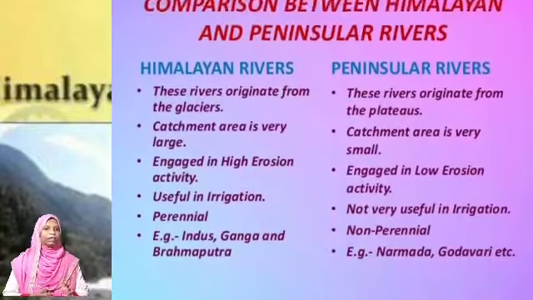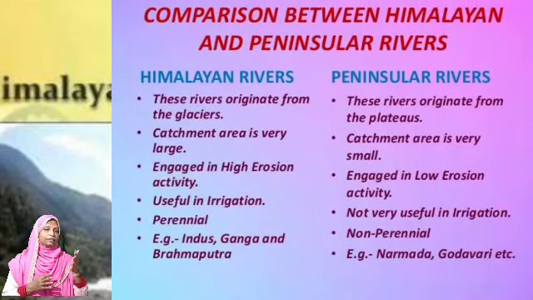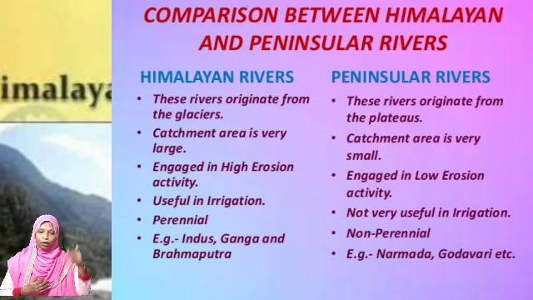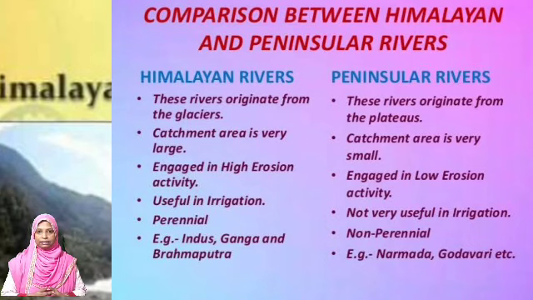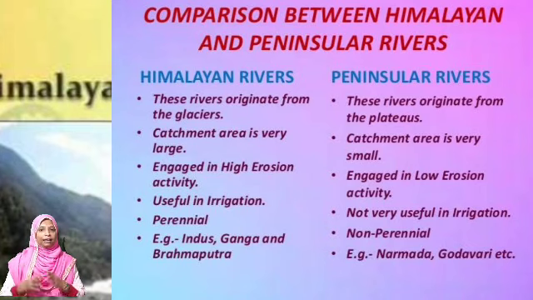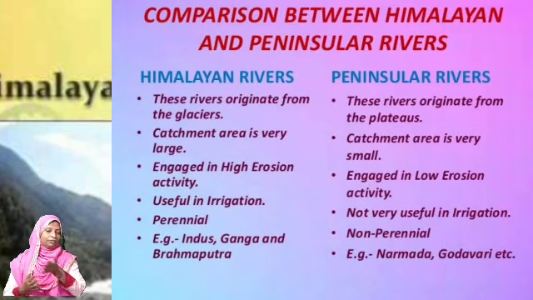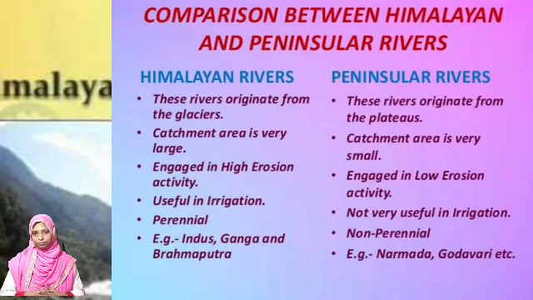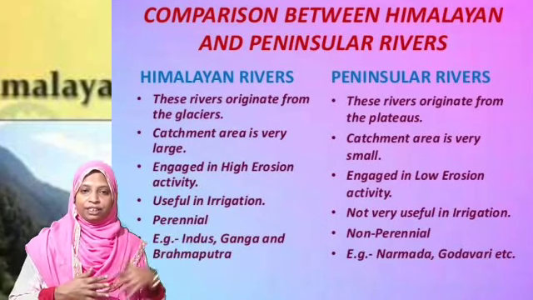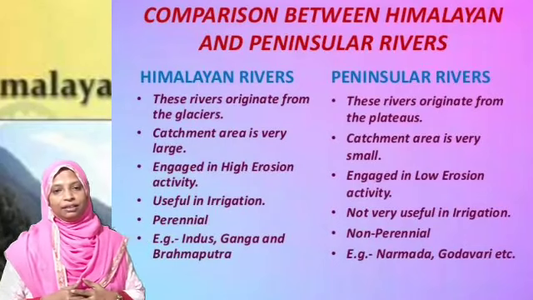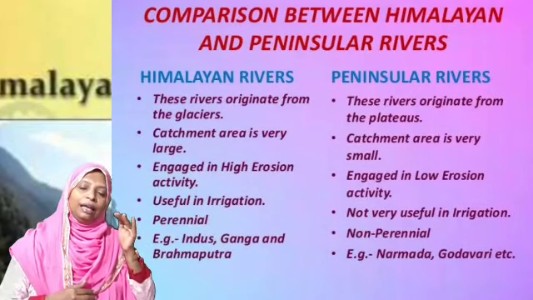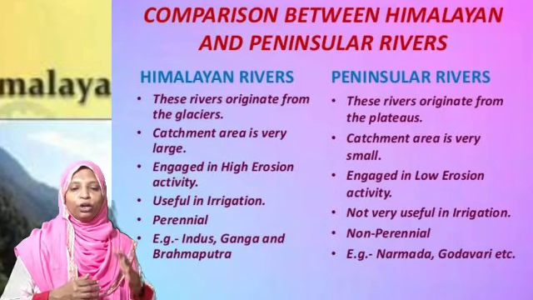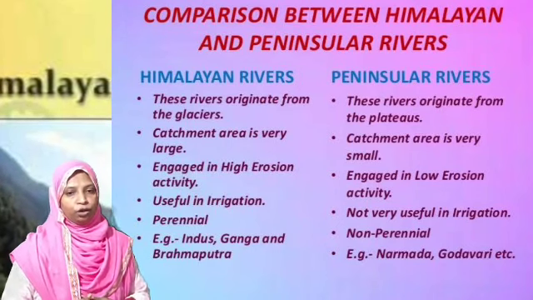The majority of peninsular rivers originate from the Western Ghats or from central India in the Vindhya or Satpura mountain ranges. So peninsular rivers have a short journey to reach nearby water bodies, but Himalayan rivers need a long course of journey to reach any of the major water bodies. Another important difference is that peninsular rivers have a short volume of water. They carry less water.